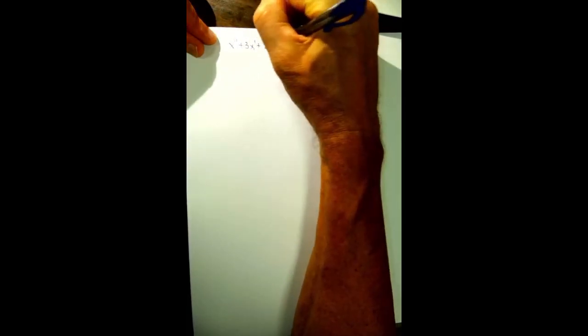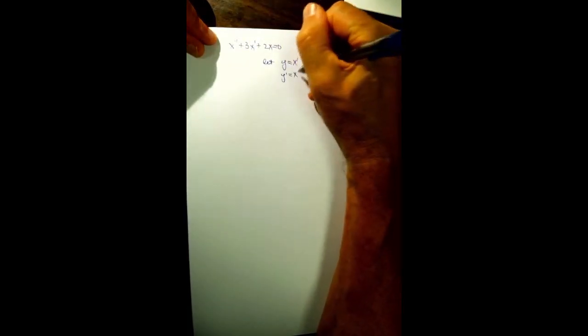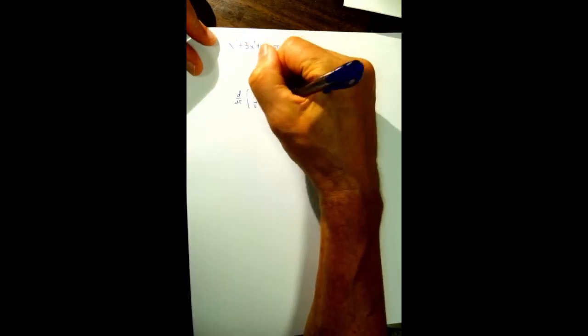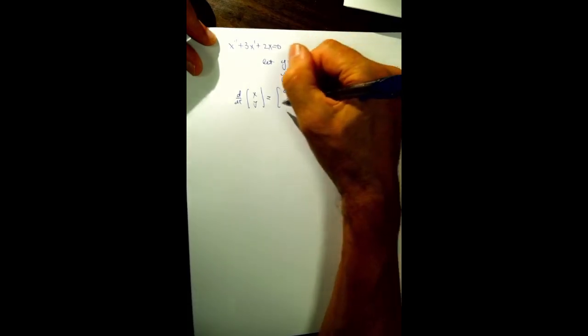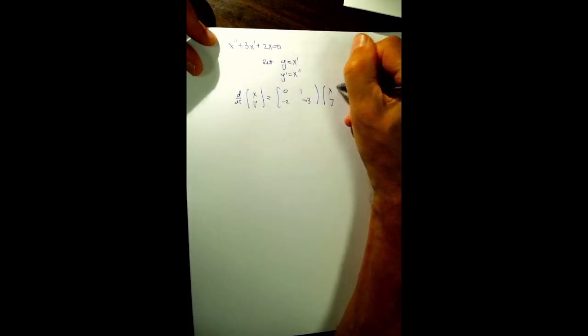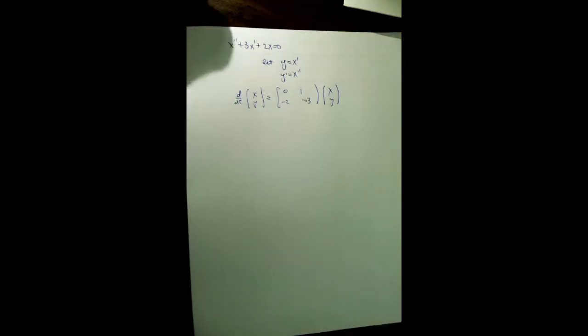So what just happened is I started off with x double prime plus 3x prime plus 2x is 0. I let y equal x prime, which meant that y prime is x double prime. And I got the derivative of (x, y) is equal to [0, 1; -2, -3] times (x, y). And now you can solve this as a system of equations. I'm not going to go through and do that because you should be able to do this at this point.